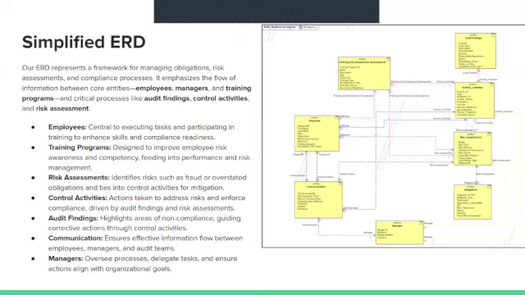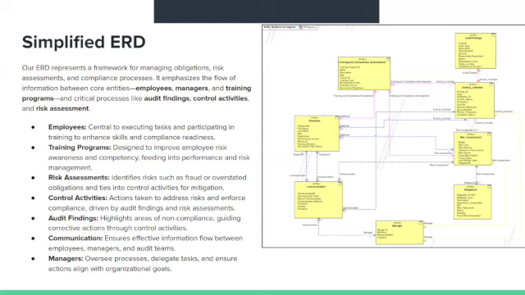For our employees, we want to make sure tasks are being executed well and that we're enhancing our skills. For our training programs, we're steadily improving our employees and their capabilities for performance and risk management. Risk assessment, fraud, control, and audit findings are guiding our information, making sure there are control activities. Communication effectively communicates the flow between our employees, managers, and our audit group. And then our managers put out the tasks that our team needs to put into action and align our data with our organization goals.